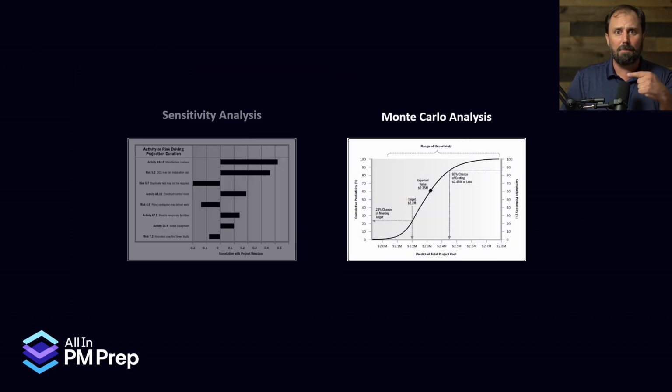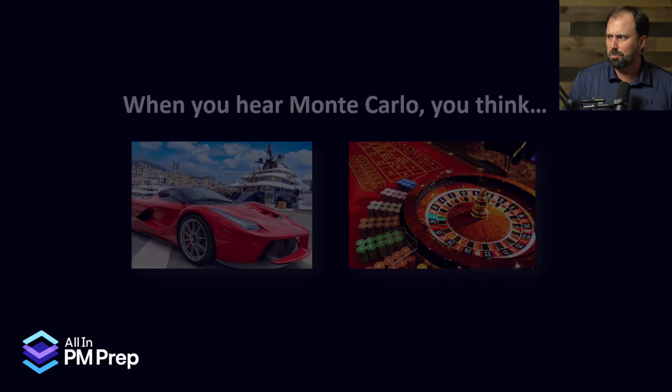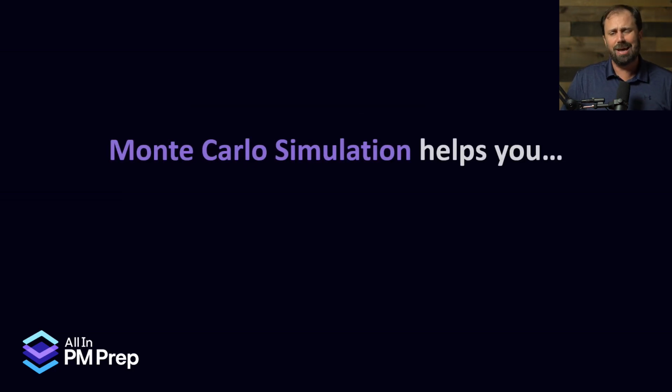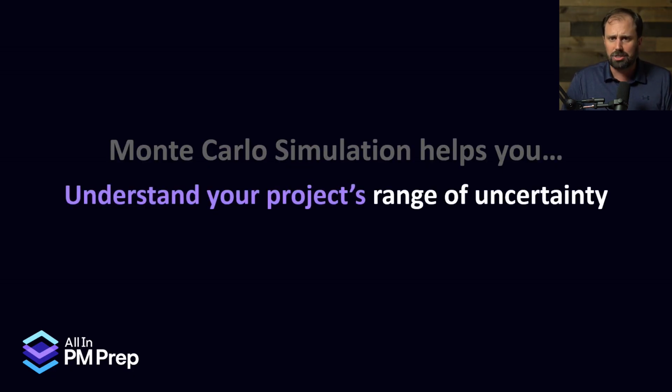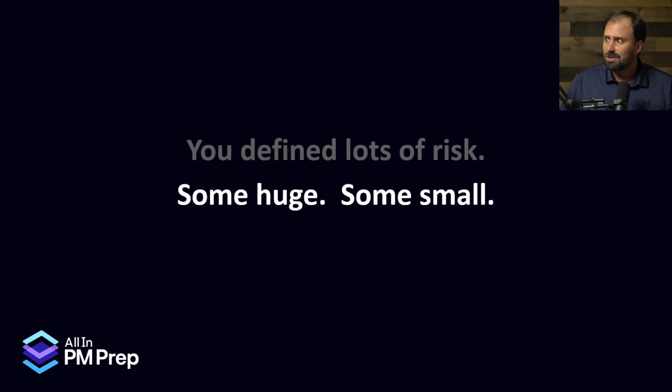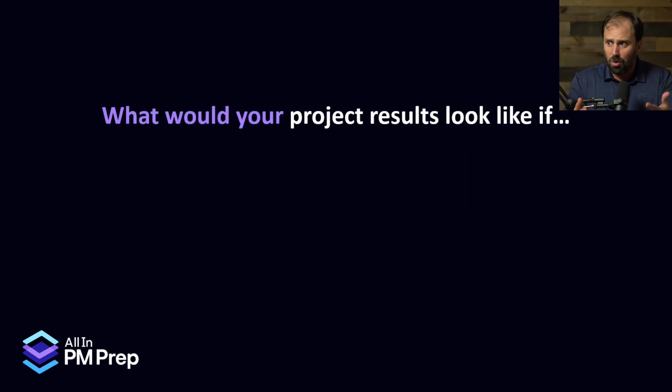All right. Now, Monte Carlo. If we want to understand the big picture for ginormous projects, we use Monte Carlo. And when I think about Monte Carlo, I think about fancy cars, James Bond, and gambling. And it's kind of like that. The Monte Carlo simulation helps you understand the range of uncertainty in your project due to risks. So let's see what that means. Now, you defined a lot of risks out there. Some were big, some were small. What would happen to your project results? Let's just play the example out.